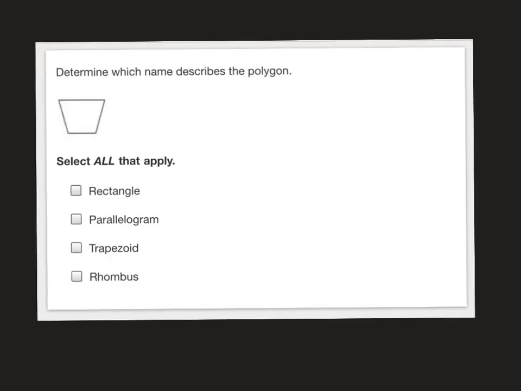All right, this one says determine which name describes the polygon. I only see one set of parallel lines, so it has to be a trapezoid. And actually, even though it says select all that apply, that's the only answer it could be. Once I noticed that there was only one pair of parallel sides, it can't be any of the rectangle, parallelogram, or rhombus. So there's only one answer on that one.